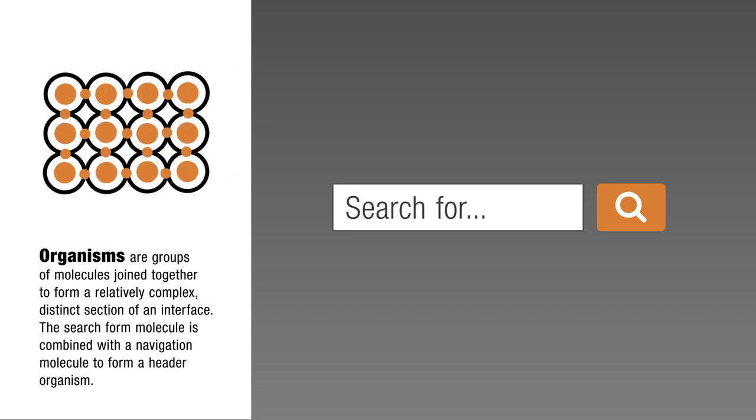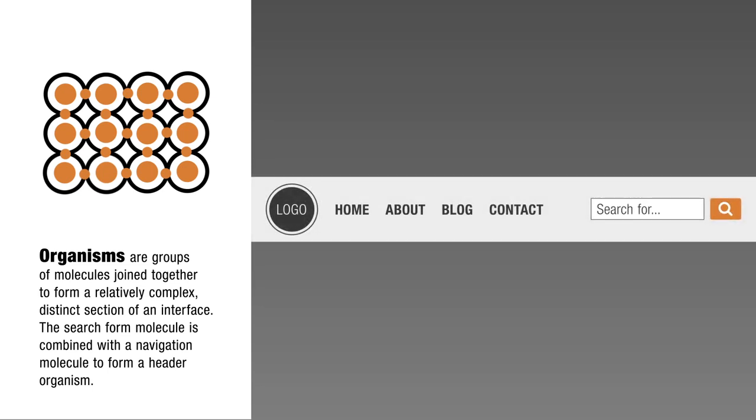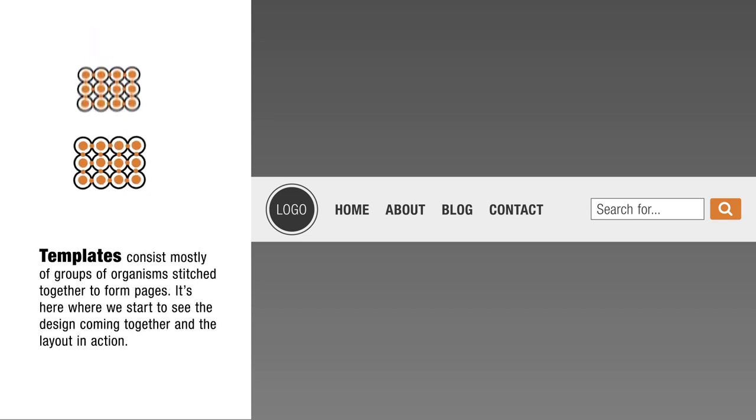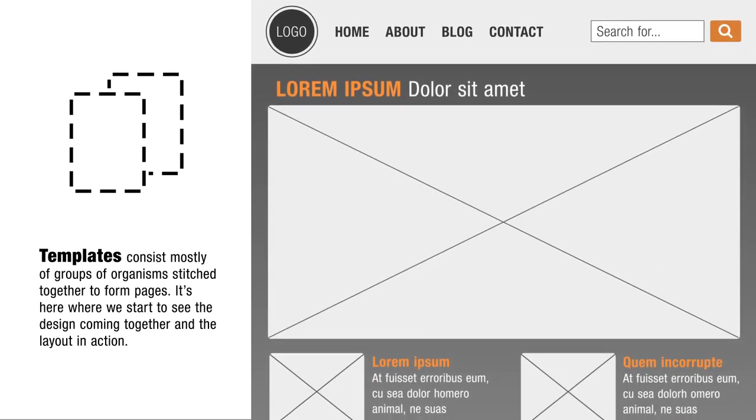Organisms are groups of molecules joined together to form a relatively complex, distinct section of an interface. The search form molecule is combined with a navigation molecule to form a header organism. Templates consist mostly of groups of organisms stitched together to form pages. It's here where we start to see the design coming together and layout in action.